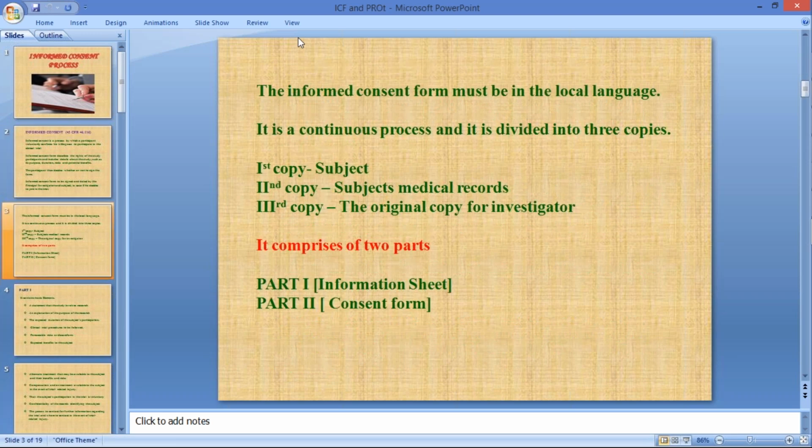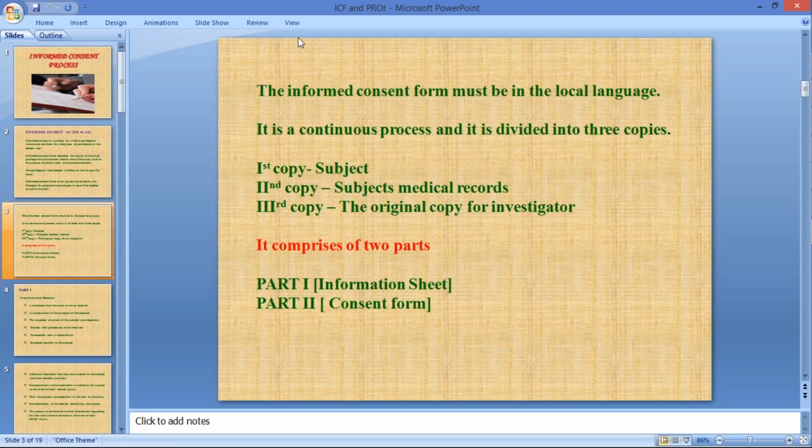Informed consent form must be in the local language. It is a continuous process. It is made in 3 copies. The first copy will be given to the subject. The second copy goes along with the subject's medical records. The third copy, the original copy, will be for the investigator.